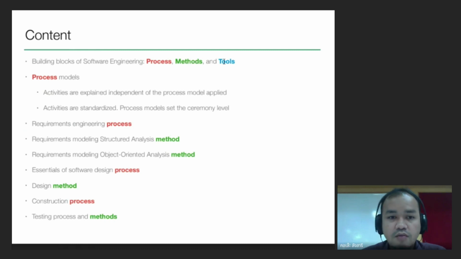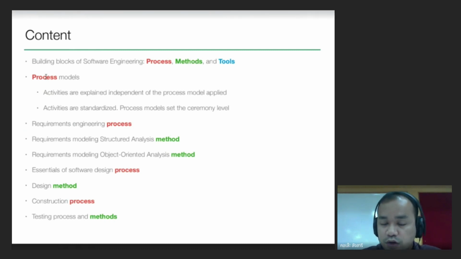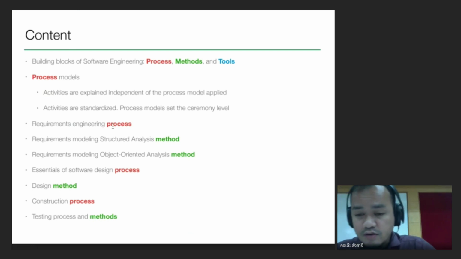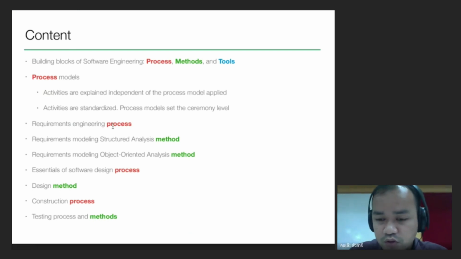We will talk about process, method, and tool. We will talk about process models. We will talk about the requirement engineering process, because every activity in the process has its own ecosystem. For example, requirements have their own process for how to get the requirements from the user and the customer. We will talk about requirement modeling, structured analysis and object-oriented analysis, which I consider as methods.